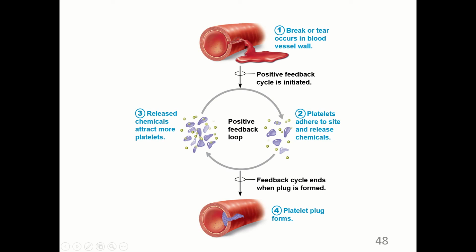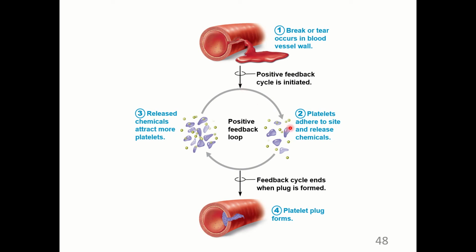So in this case, let's take a look at what happens when a vessel is torn. In step 1, the break or tear occurs in a blood vessel wall. This causes blood to spill out of the blood vessel. This can be dangerous because if left unchecked, the body can bleed out. That is the case in hemophilia, and it can lead to death. And so, in order to make sure that that doesn't happen, positive feedback mechanisms will engage.